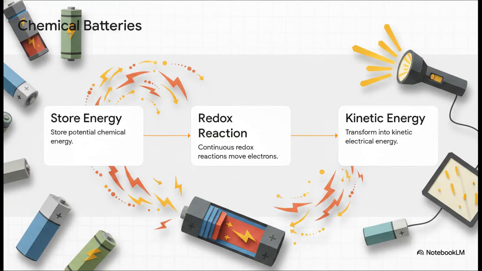Just as we break down food for energy, we engineer devices to do the exact same thing using metals and acids. Chemical batteries follow a really clear path. Step 1, they store potential chemical energy. Step 2 is where the action is. Continuous redox reactions force electrons to move down an output line, and through that movement, step 3 occurs, the transformation into kinetic electrical energy that lights up a flashlight or powers a tablet. It's basically just controlled chemistry in a little metal tube. And tracing that journey from stored potential energy to kinetic electrical energy gives us everything we need to engage our students.